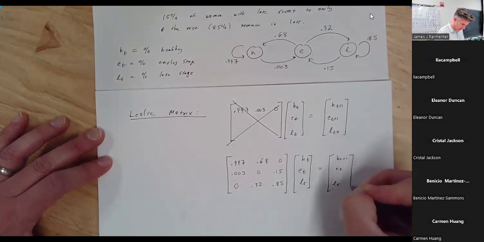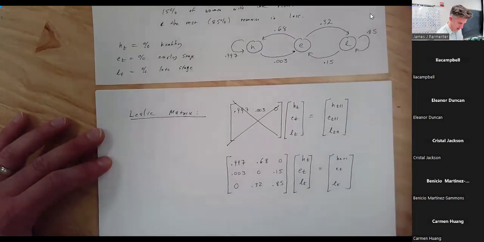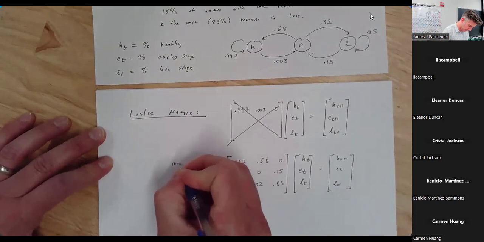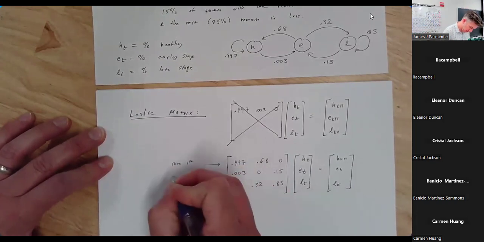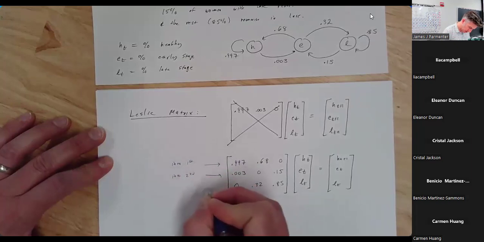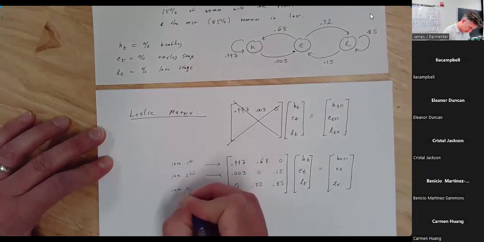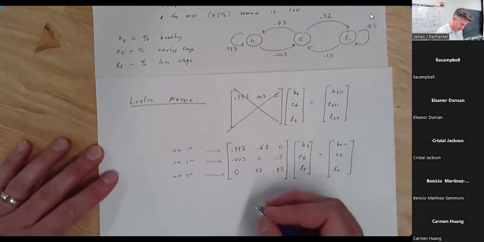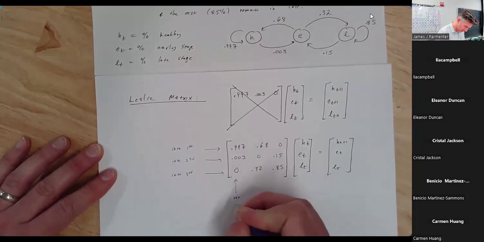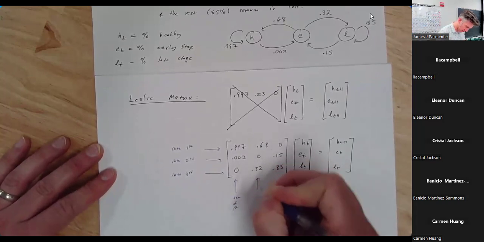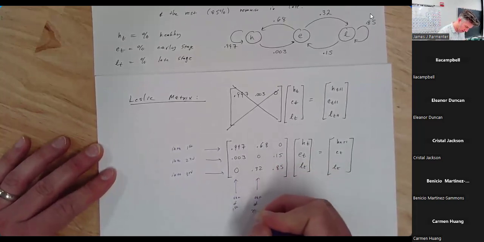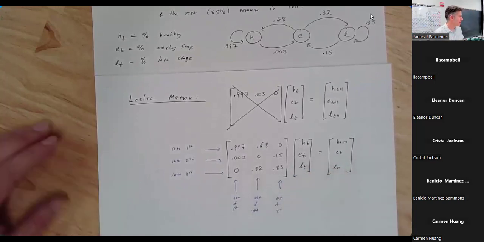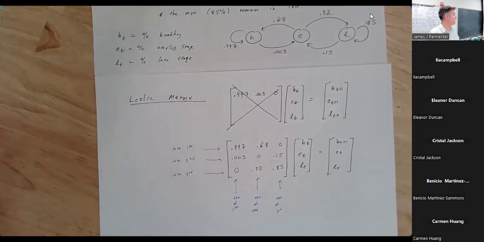So the way I like to imagine things here is that each row is what's going into the first category, into the second category, into the third category. And similarly, each column is what's coming out of that category. So the first column is what's coming out of the first category. The second column is what's coming out of the second category. And the third column is what's coming out of the third category. That's how I really think it makes the most sense to imagine this.